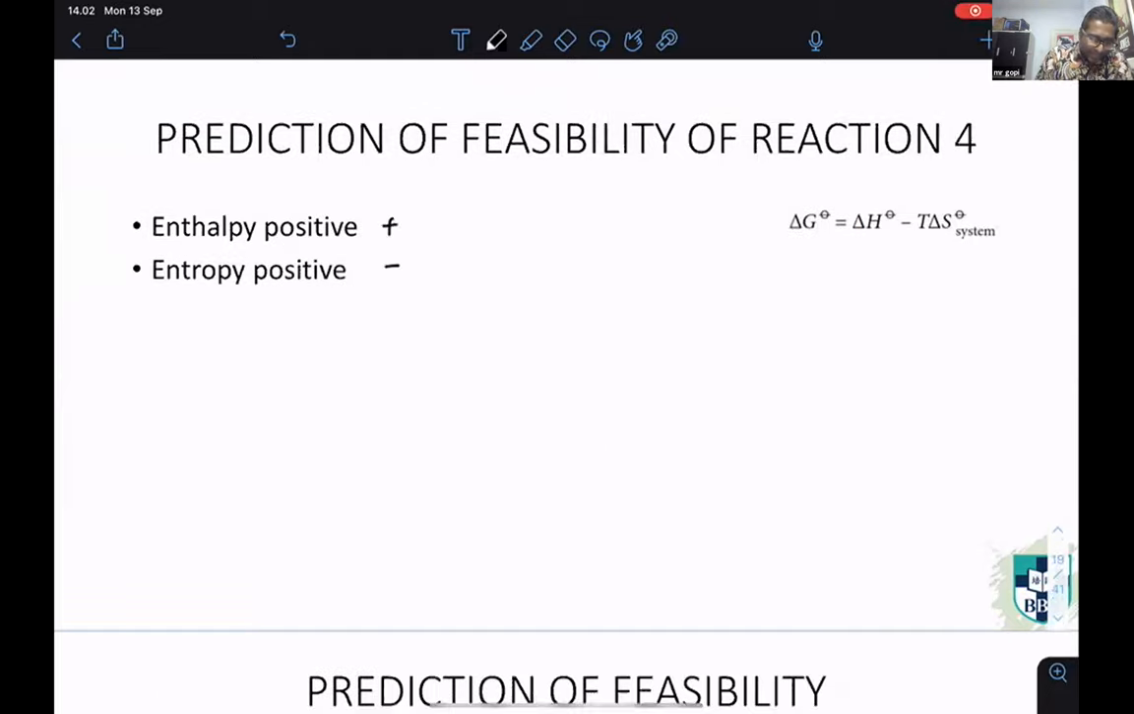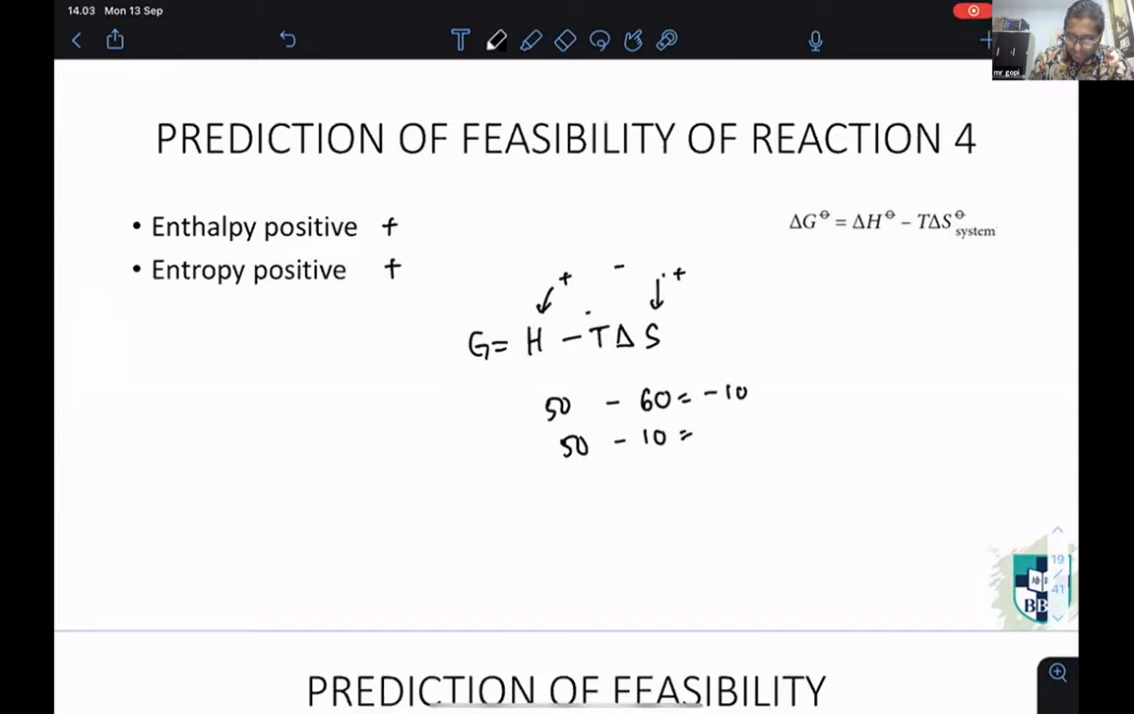They have the same signs, positive and positive. The same situation. If I use the formula, Gibbs free energy is going to be H minus this. It means this is positive, and this value is positive. So it depends. Positive and negative is negative. If it is 50, I minus 60, I will get negative 10. But 50, if I minus 10, maybe I will get 40, positive. It's difficult to say. So what determines this value? Temperature is going to determine it.